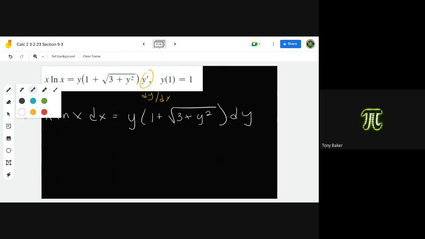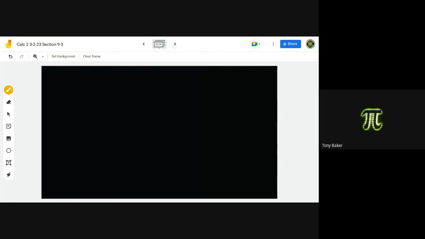So let's work on this side first. So I have x ln of x dx. Let's find the integral of that. How do I do the integral of that? Yeah, we got to do integration by parts. So we're going to have to do that. So u dv.